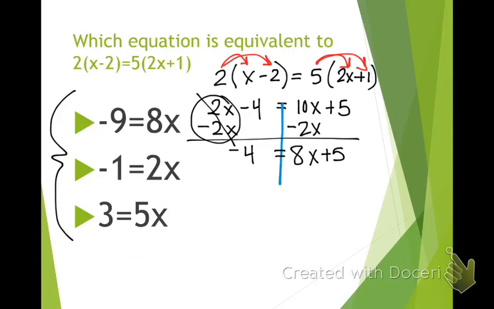So now I'm trying to isolate my variable, so I want to subtract 5 from both sides. Again, using the subtraction property of equality. These are additive inverses, so they're going to cancel to 0, or I should say add to 0. On the left-hand side, we have negative 4 minus 5. So 2 negatives, when you're adding them together, you get a bigger negative number. So negative 9 equals 8x.